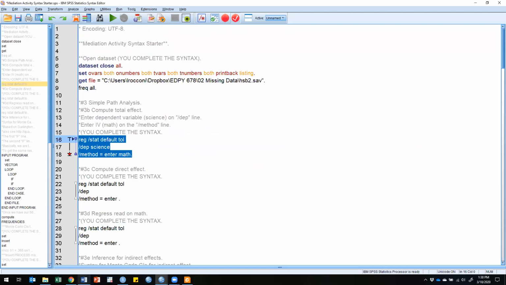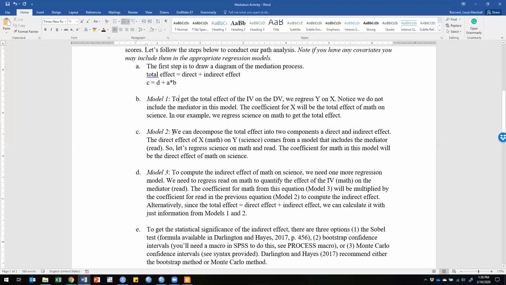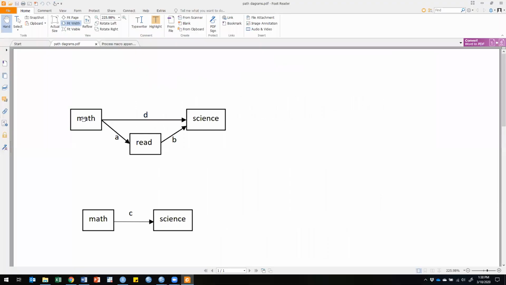We'll now go to our second model. Now we can decompose this total effect into two components, remember, a direct effect and an indirect effect. Remember, our total effect was just the sum of the direct and indirect effect. The direct effect, remember from our path model, is D here. It's the impact of math on science achievement, controlling for reading scores. So basically we're going to regress science on both math and reading here.